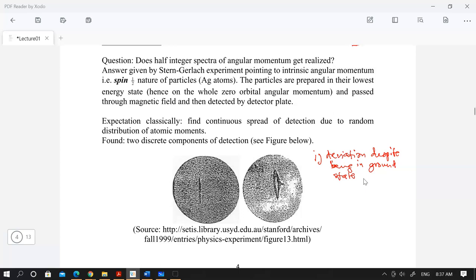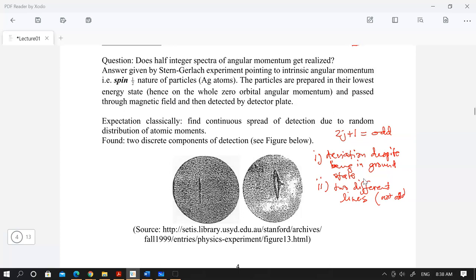Secondly, if this is coming from an orbital angular momentum state, remember that the degeneracy that you have is supposed to be 2j plus 1, and j is an integer. So in other words, this will be an odd number. But instead, the deviation here gives you two different lines, which is not odd. So that is the surprising thing very early in the beginning of the quantum theory.